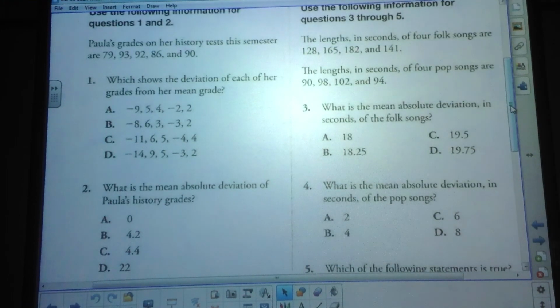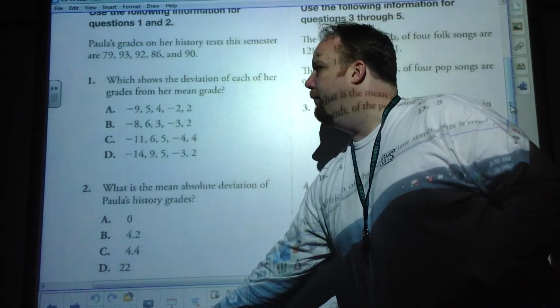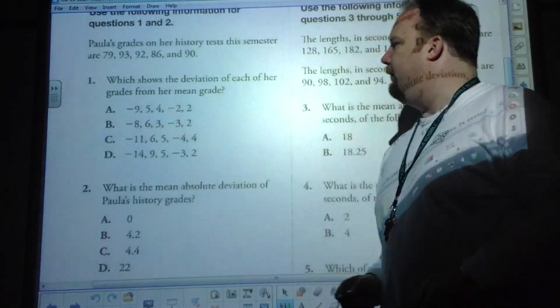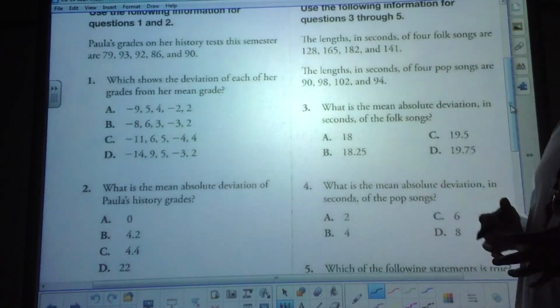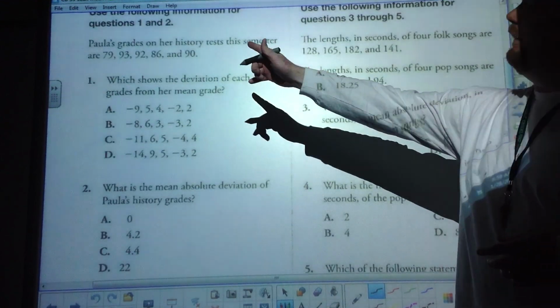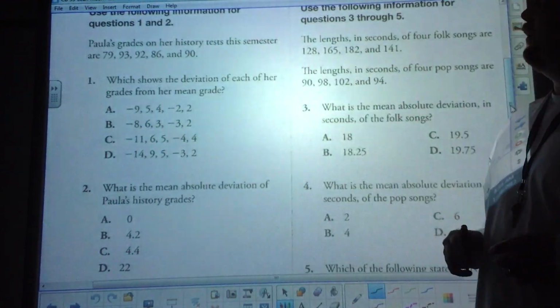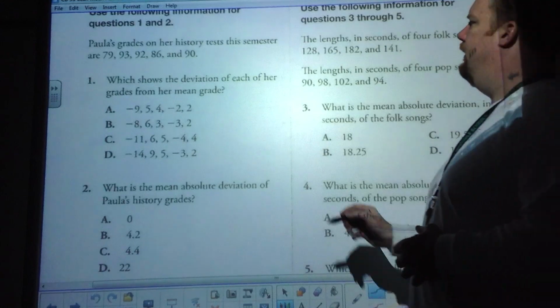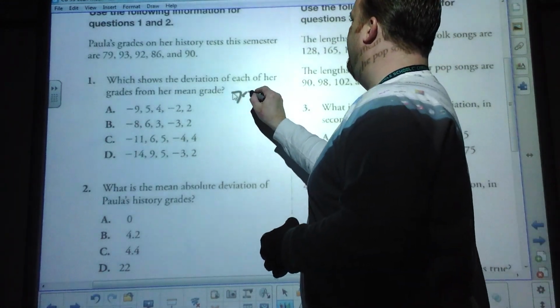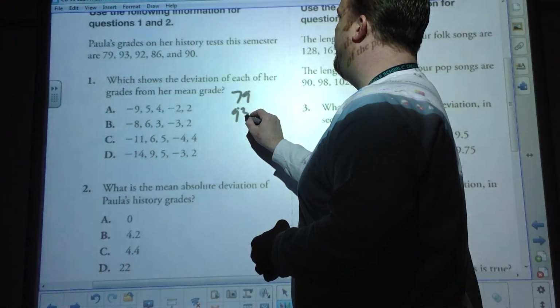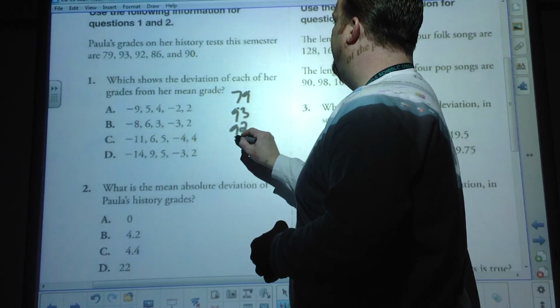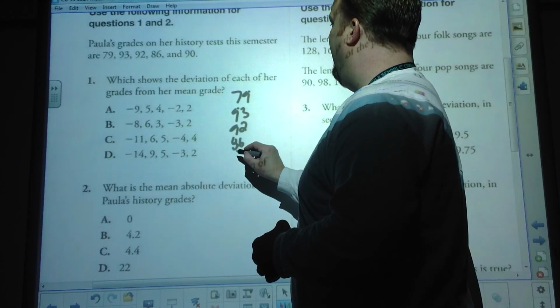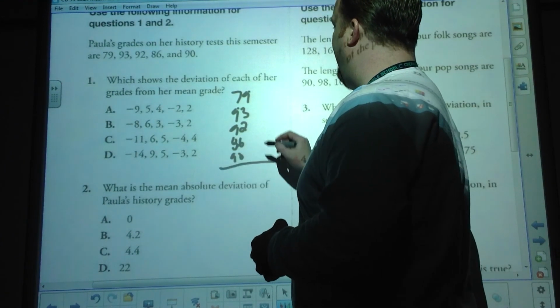So let's go ahead and find, first of all, we have to find the mean in order to find the mean absolute deviation. Well, of course, in order to find the mean, we have to add the 1, 2, 3, 4, 5 scores up and divide by 5. So let's do that now. We've got a 79, a 93, a 92, 86, and a 90. And we're going to take our time and add these up.